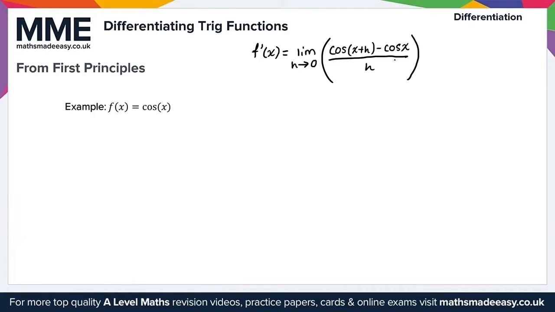Now here, we need to make use of our addition formula for cosine. As this is cosine of x plus h, what we can do is write this as the limit as h tends to 0 of the expression. So this is going to be cos x cos h minus sin x sin h. We also can't forget our minus cos x here, so minus cos x, and this is all divided by h still.